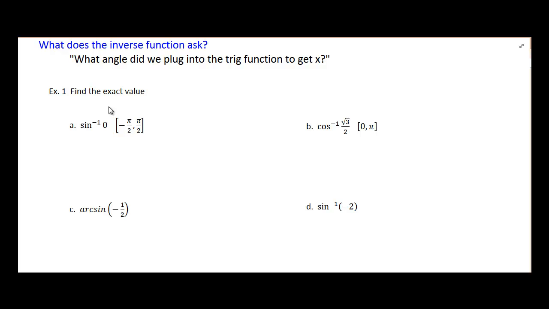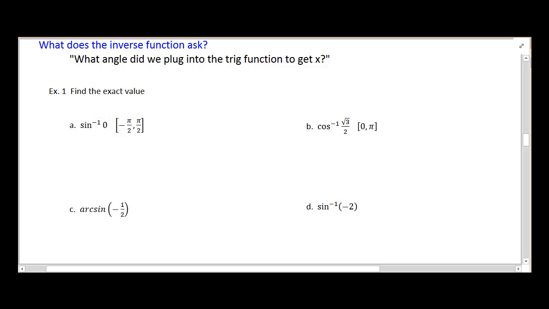Now that we have an understanding of the restriction and what an inverse trig function looks like and behaves like, let's find the exact values. So we're going to start with this example right here, where I want to know what is the inverse sine of 0. When I look at inverse functions like this, the question you want to ask yourself is, what angle did we plug into the function to get x? So in other words, what angle, when I find the inverse sine of it, gives me 0?